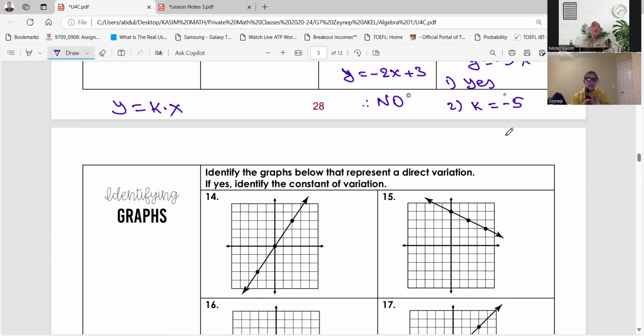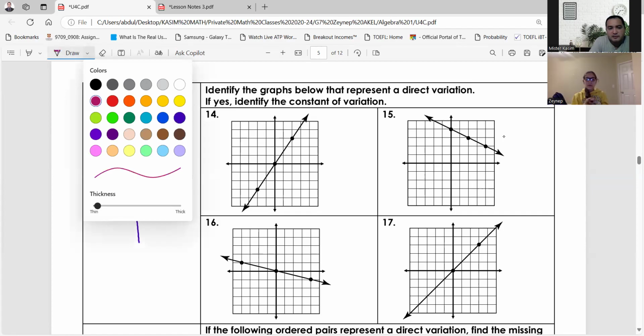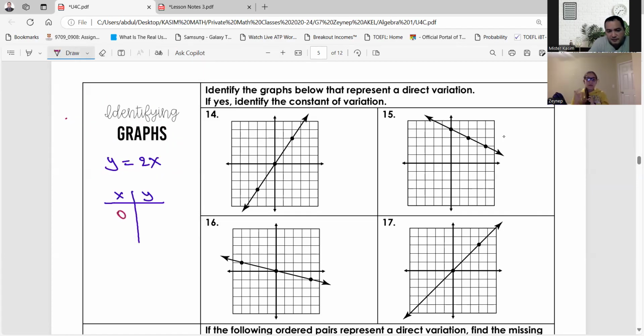Okay, Zainab, now let's talk about the graph. How do we graph this equation? Suppose that y is equal to, let's say, 2x. If you remember, how do you draw the graph of a linear function? You need 2 points, right? X and y. How can I find 2 points? If x equals 0, y is equal to 0 because 2 times 0 is 0. And suppose x is equal to 2. 2 times 2 is 4. So this 0, 0 means that this line always passes through the origin.